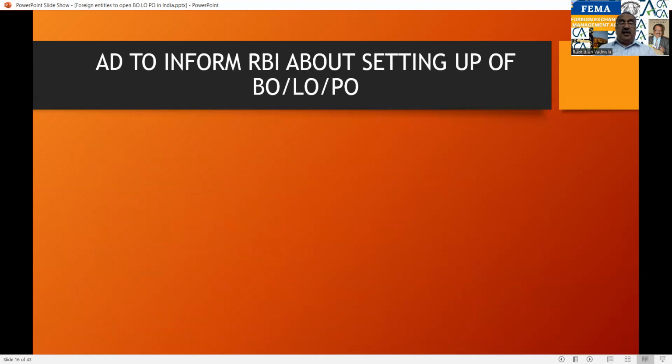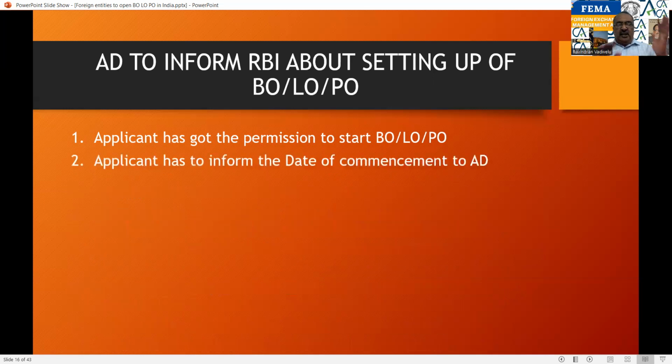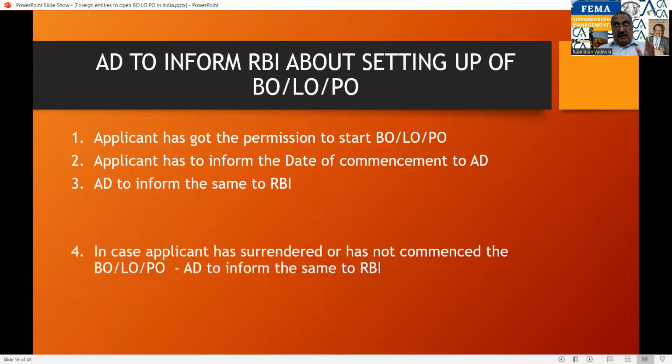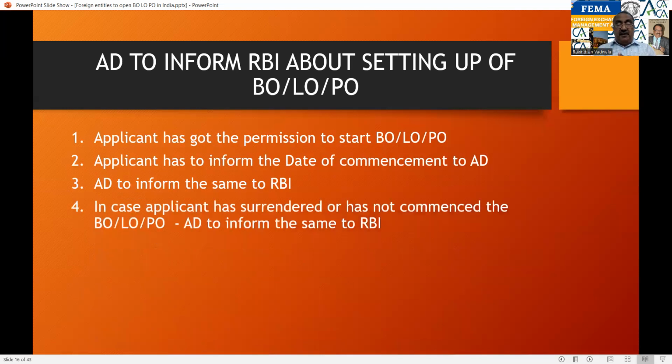Anybody can come to India and open a project office. And the authorized dealer has to inform the Reserve Bank of India about the setting up of the project office. The applicant has to get the permission from the authorized dealer to start this liaison office or project office. Then the applicant has to inform the date of commencement to the authorized dealer, and the authorized dealer in turn has to inform the Reserve Bank of India. On receipt of this, the Reserve Bank of India will give its approval.